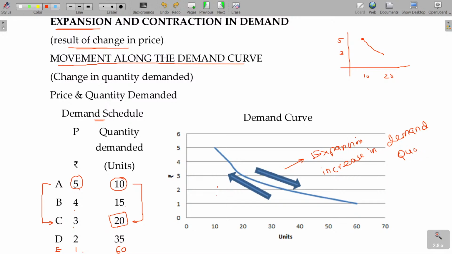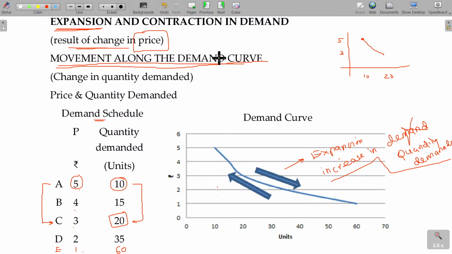Which is the correct one? Yes, increase in quantity demanded is the correct one. It's not increase in demand. Increase in quantity demanded is named as expansion. The increase in quantity demanded happens due to a change in the price, termed as expansion. This change will have movement along the demand curve.